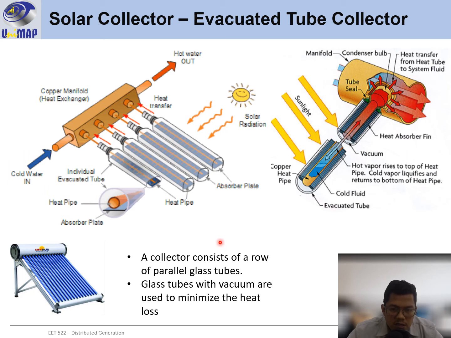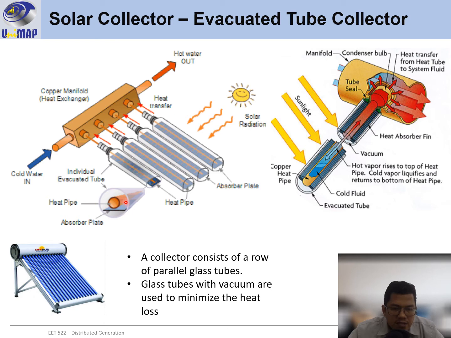Okay, this is the other type of solar collector, and the name is the evacuated tube collector. From the name itself we know that it will consist of several tubes. So these tubes are made of glass. And then inside the glass tube you will have the absorber plate as well as the heat pipe.